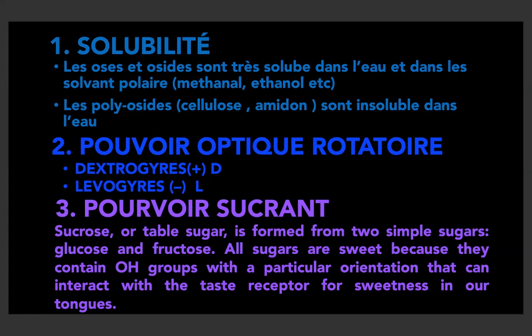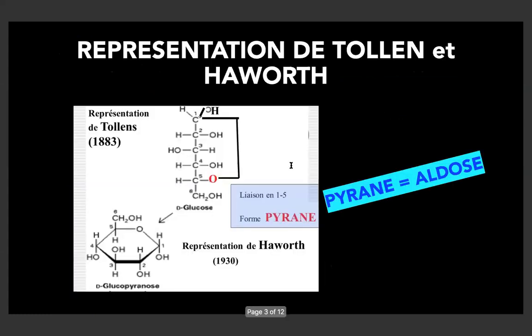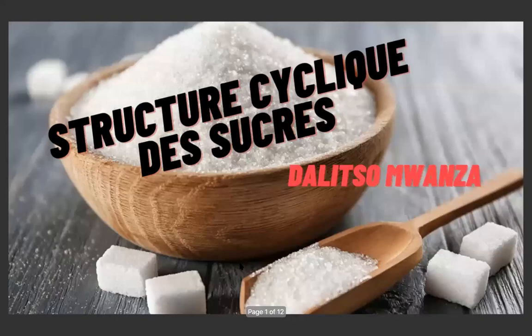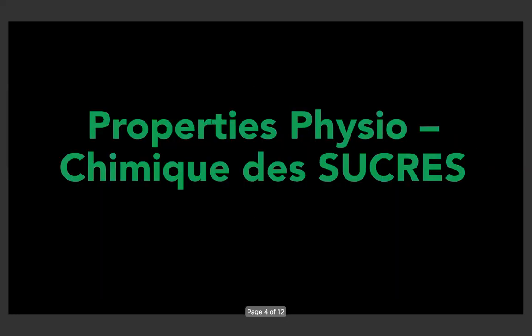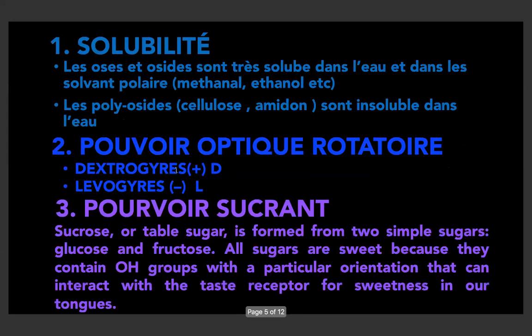The reason why you have sugars like D glucose and L glucose is because of what we are calling pouvoir optique rotatoire. Because of what you have, it's called optique rotatoire.